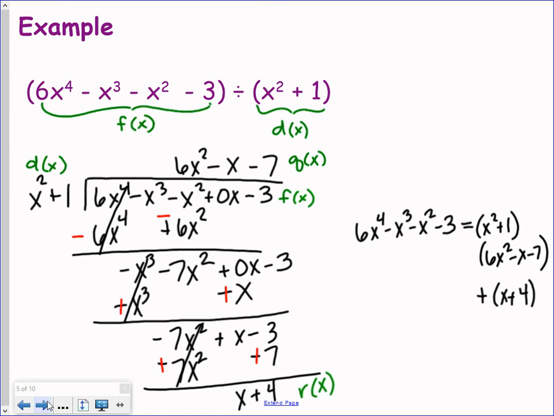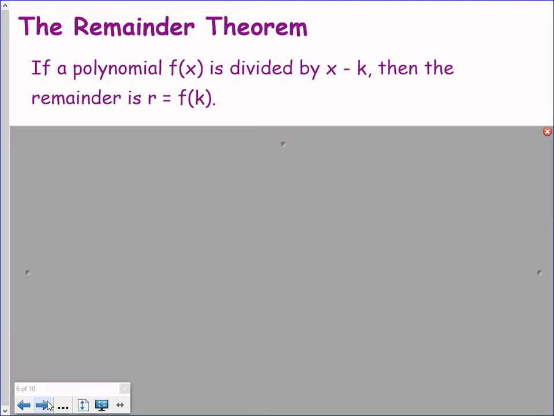Okay, moving along. We want to talk about the remainder theorem then. So division algorithm says we can divide things as long as the divisor is not 0. When you take the quotient times the divisor and add your remainder, you get the thing you already had. Now we're going to look at what that remainder does for us. Okay, so the remainder theorem says if a polynomial f of x is divided by x minus k, then the remainder is r equals f of k.